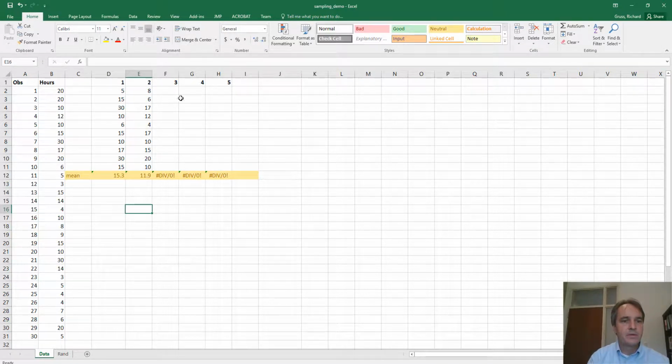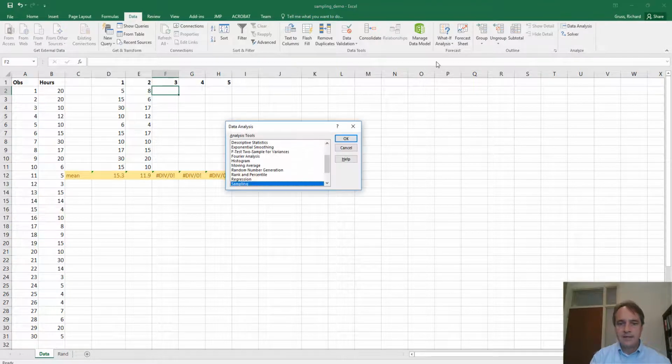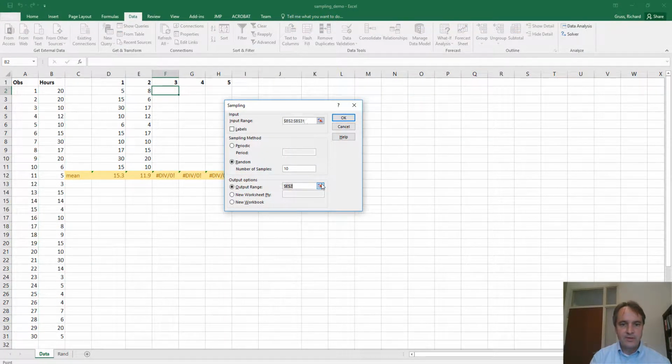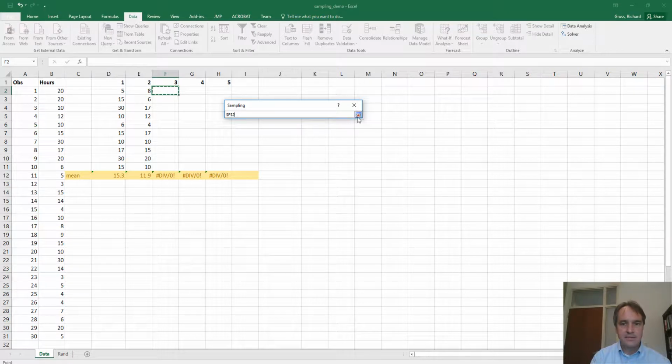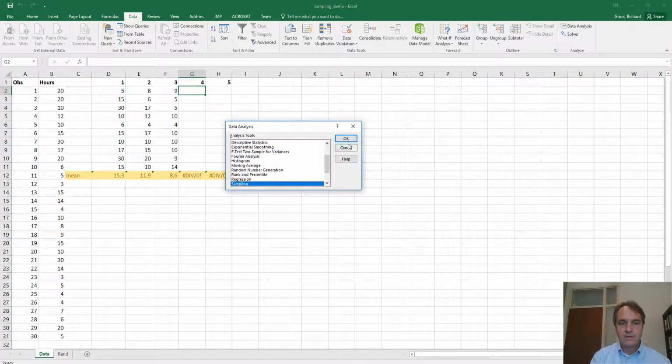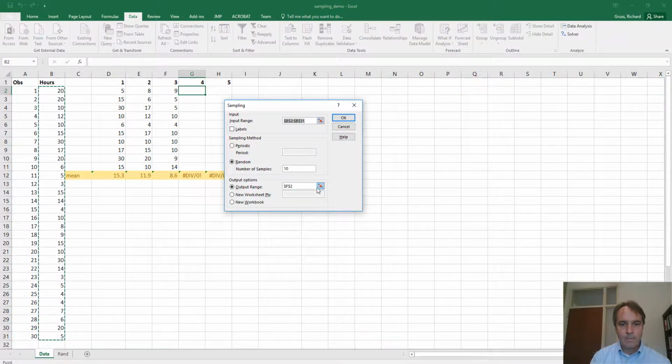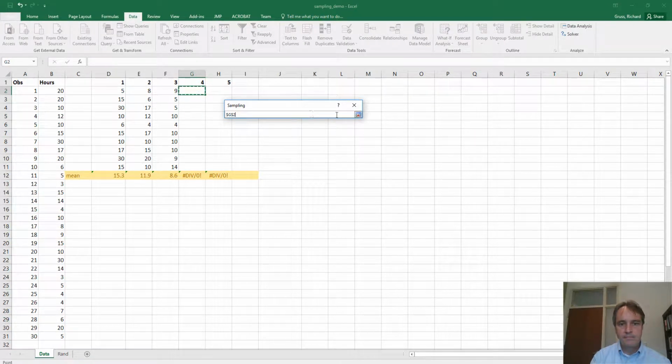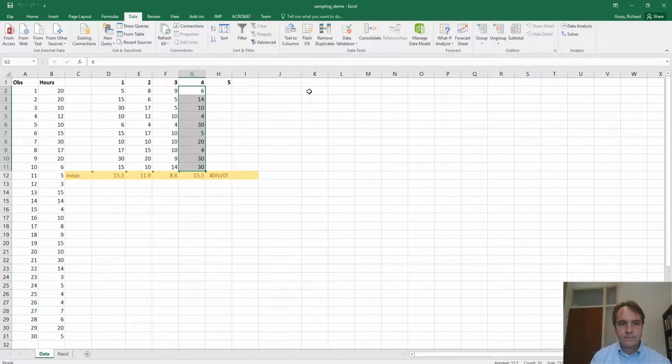bit off. Okay, so I'm going to go ahead and quickly just generate 3 more samples, or draw 3 more random samples. So I'll just do data analysis, sampling. Now the only thing I have to change is the output range. I'll set it to there. Okay. All right. Now this one was way low. Okay. Sampling. Okay. Change the output again. Okay. And that one was high again.